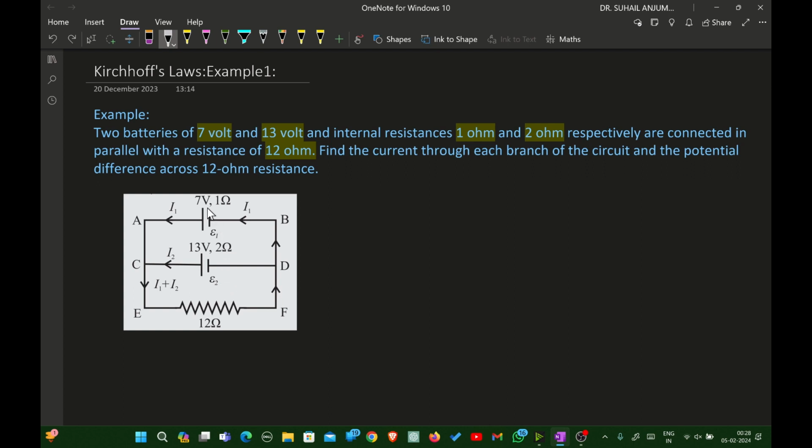Now it is given that this 7 volt battery has an internal resistance of 1 ohm and the 13 volt battery has an internal resistance of 2 ohm. So equivalently, we can draw this circuit very easily here. This will be our first 7 volt battery. Then there will be an internal resistance of 1 ohm, so we can consider in series with that a 1 ohm resistance, and I will draw it here like this. Then the second battery is a 13 volt battery, and it has an internal resistance of 2 ohm. That means we have to consider in series with this a resistance of 2 ohm, and this is the 13 volt battery.